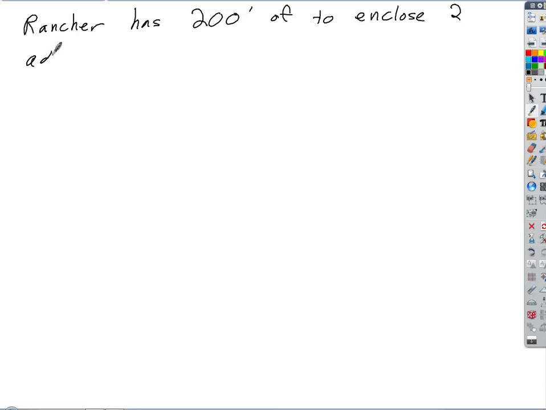I think you forgot a word. Yeah, 200 feet up to, and oh yeah, you need something there, don't you? Cows.